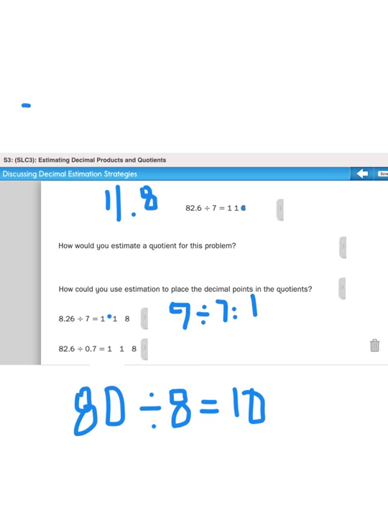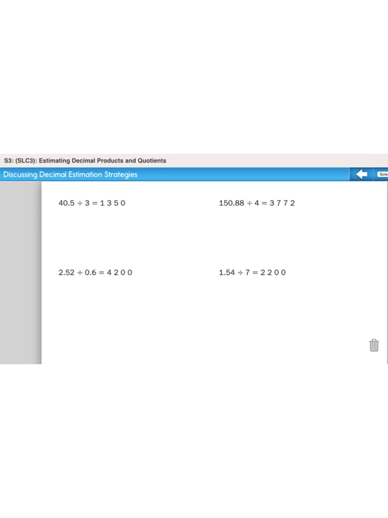Then if I had the problem 82.6 divided by 0.7, I could round 82.6 to 100, and I could round the 0.7 to 1, and we know that 100 divided by 1 equals 100. So I would guess that my answer, my decimal point, is going to go here after the 8. My answer would be 118. Let's try 4 more problems that are set up the same way.